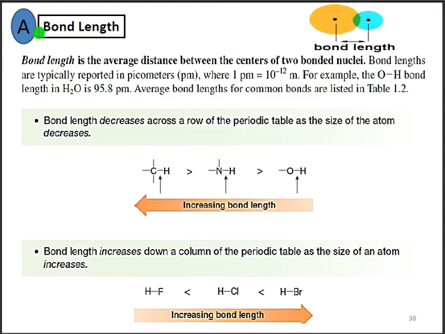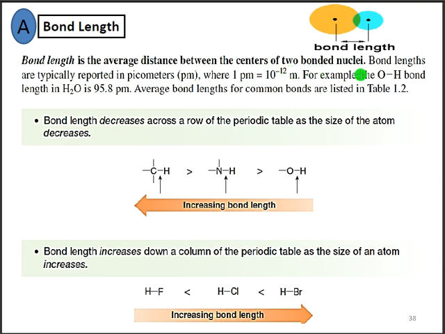The first factor is the bond length. Bond length is the average distance between the centers of two bonded nuclei. Look, we have two atoms, for example, and the center of this atom, the nucleus, and also the center of this atom, the nucleus. The distance between them, from here to here, we call the bond length. Bond lengths are typically reported in picometers, where 1 picometer is equal to 10 to the minus 12 meter. This is very small.